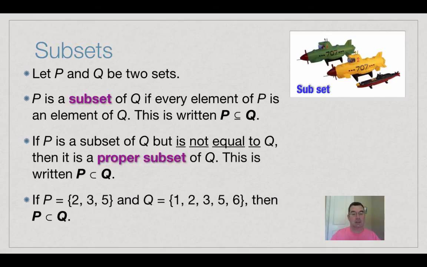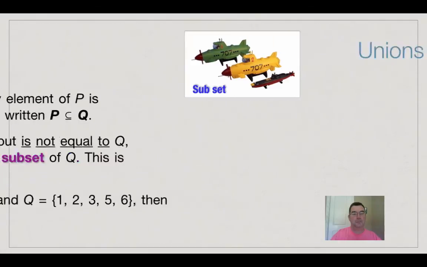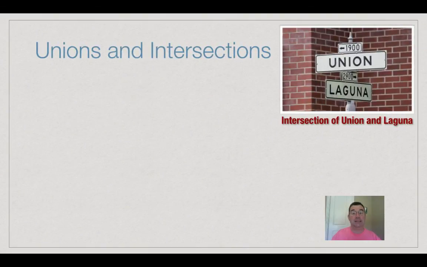Okay. So if I had, for example, set P having numbers 2, 3, and 5, and Q having numbers 1, 2, 3, 5, and 6, then P is a proper subset of Q. It has some of the elements of Q, but not all of them, and it doesn't have any elements that Q doesn't have.